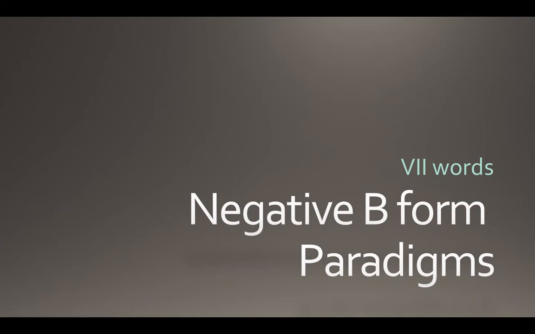So, VII words, negative B form paradigms. Just like we've had in previous lessons where we've had positive sentences and negative sentences, same goes for B form paradigms. We'll have positive B form paradigms and also negative.